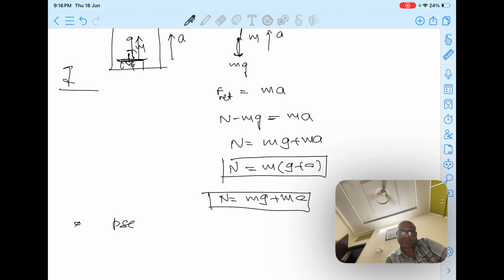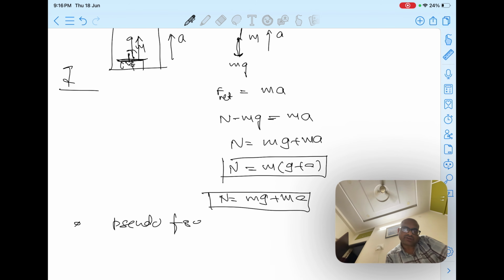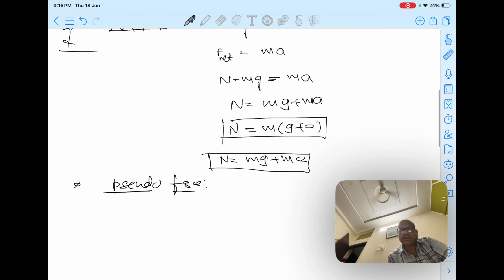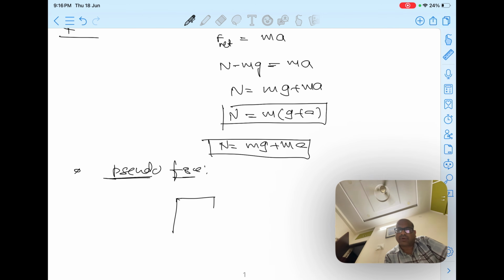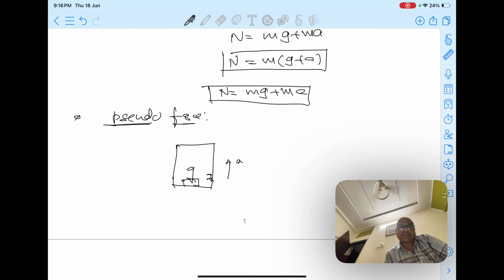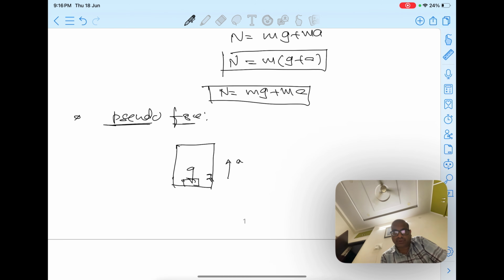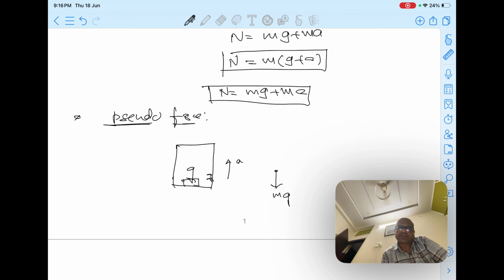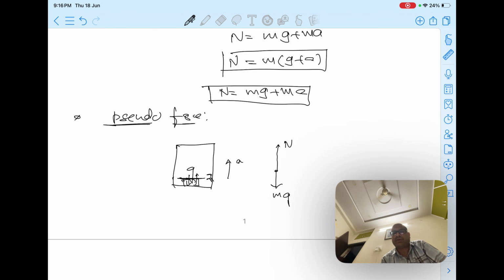What is pseudo force? Pseudo force is a fictitious force which we take in an accelerating frame of reference in order to apply Newton's laws. Now if I consider the lift frame, even though the lift is accelerating upward with respect to the ground frame, the man is inside the lift, so with respect to the lift he is at rest, in equilibrium. His weight acts vertically downward, and the normal reaction acts upward.